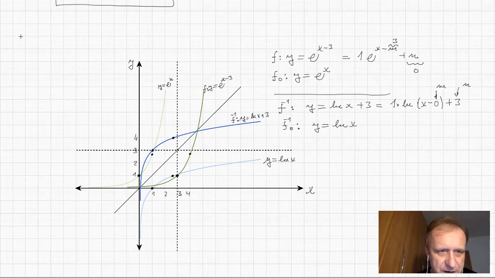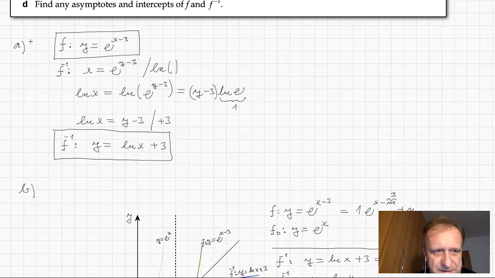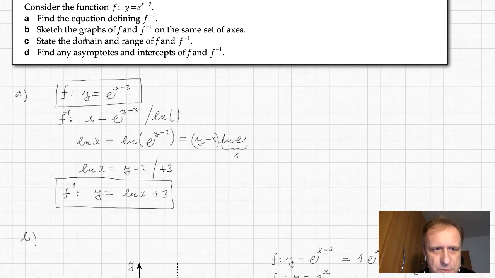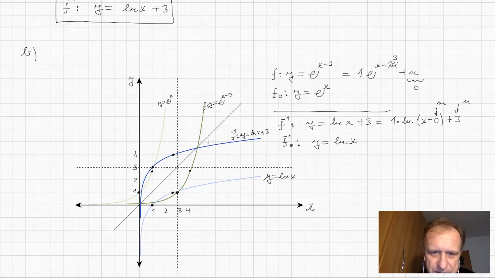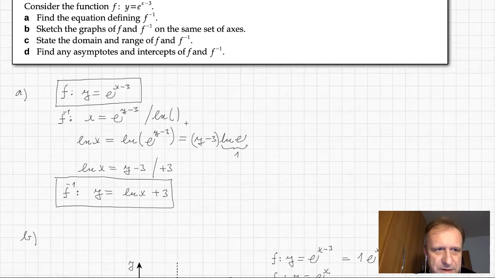So this was part B of the exercise, as far as I can remember. Yes, we had to sketch the graph of both functions on the same set of axes, and this is what we did. So here it is, you can see both of them in different colors: blue for the logarithmic function and green for the exponential one. Okay, now in part C, we have to state the domain and range of f and f inverse.